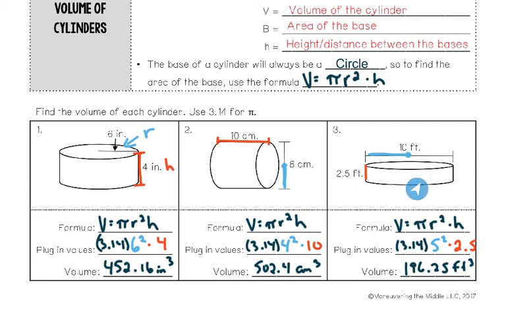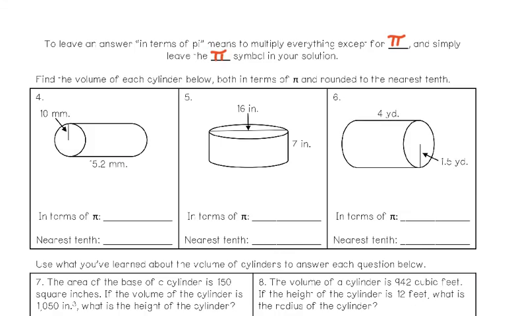So if this was a swimming pool, the volume of this is how much water can fit inside of here. So one thing you might start seeing in questions like number 4, 5, and 6 is that they'll ask you to leave your answer in terms of pi. To leave your answer in terms of pi just means to multiply everything except for pi, and then just leave the pi symbol in your answer.